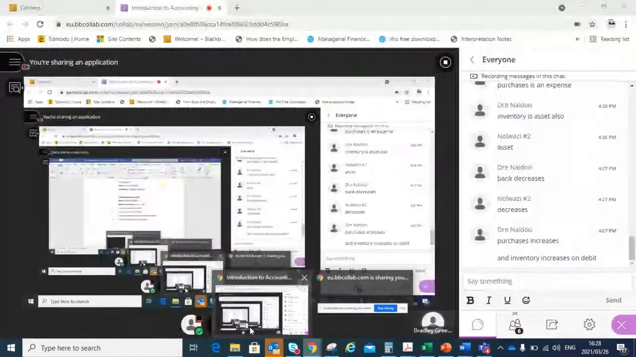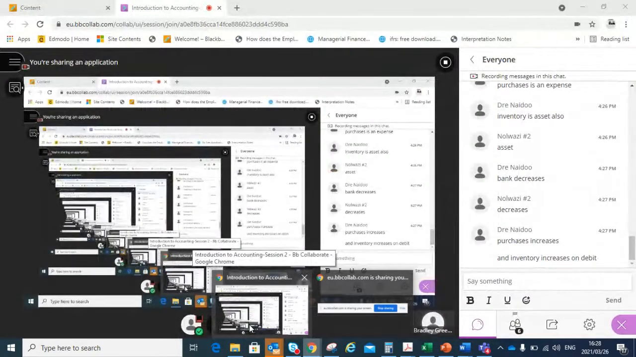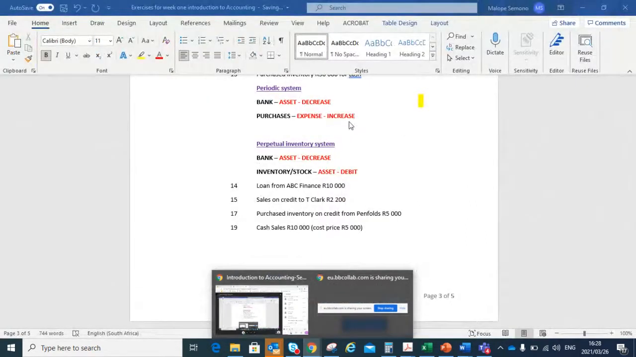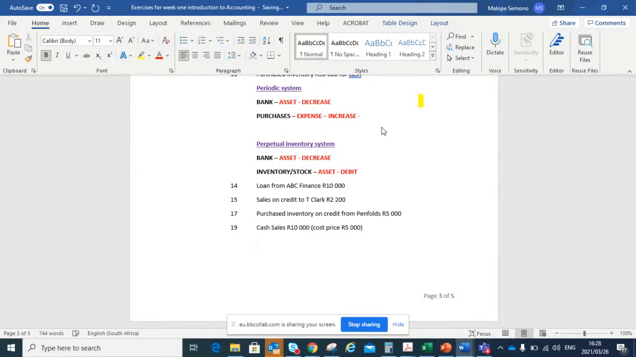Let's see. Under which sides do purchases increase? Remember, purchases are expenses. They increase under which side? Debit side. Okay. And then here, bank is decreasing on the credit side. Please, if it doesn't make sense, let me know. So look at it, and if it doesn't make sense, guys, let me know.